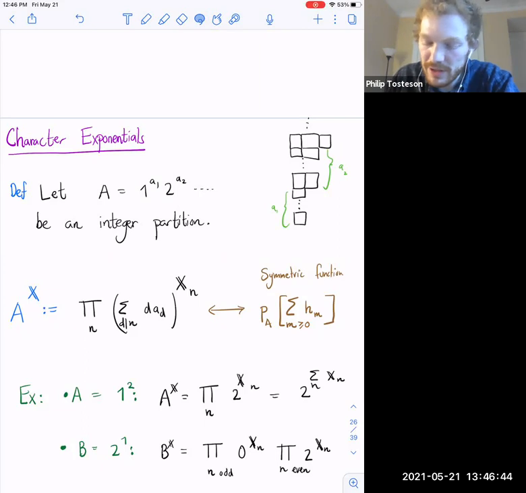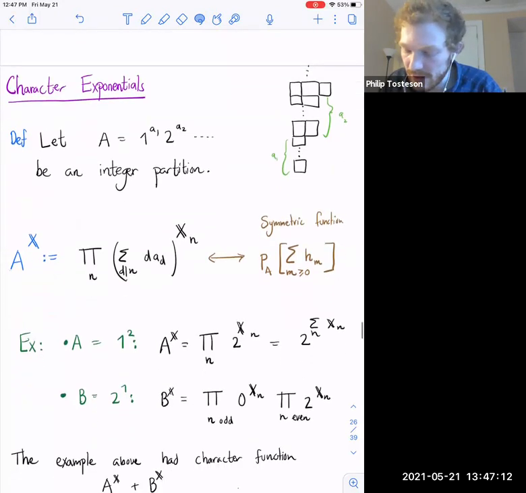Okay, so if you have an integer partition, then you can define a to the x to be the product over all n of this funny sum: the sum over all d dividing n of d times a_d, x to the n. This could be a funny thing to look at if you know symmetric functions and prefer them. It corresponds to this symmetric function, where you plug this in as a power sum function with the sum over all homogeneous functions.